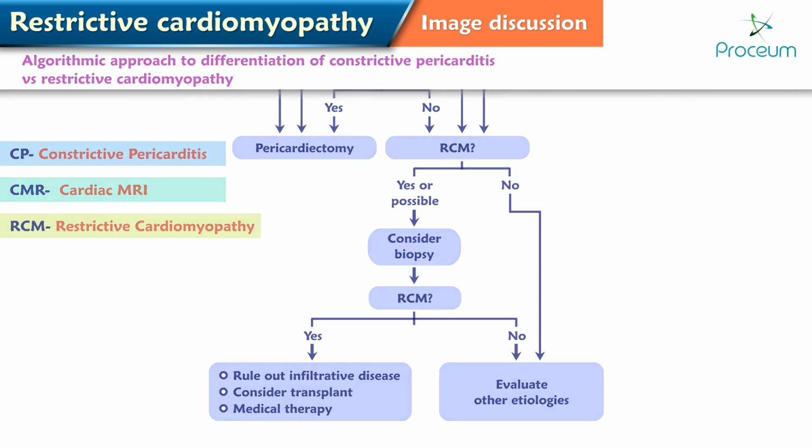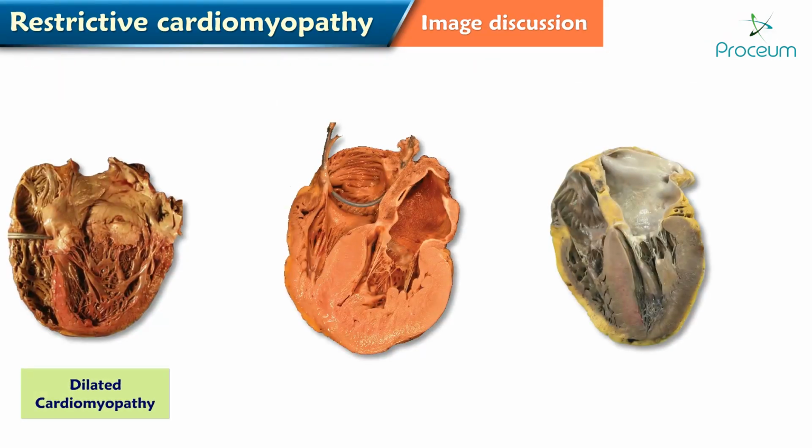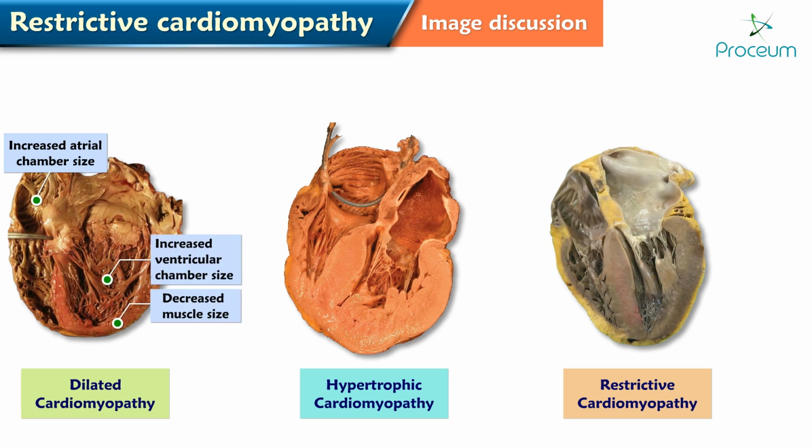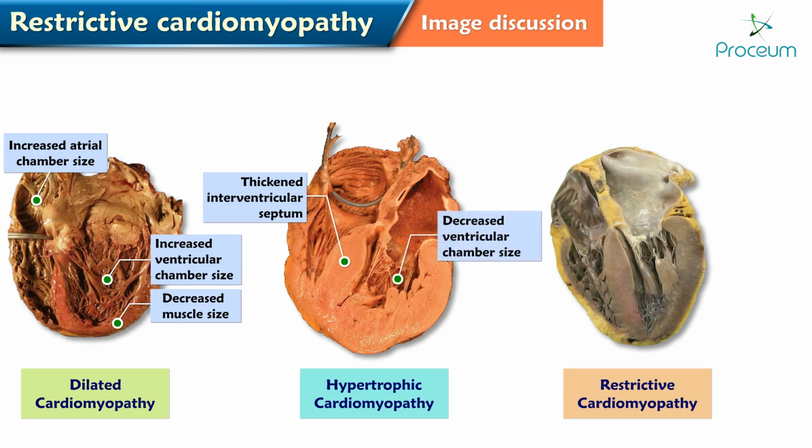medically. Here are some of the pictures of dilated cardiomyopathy, hypertrophic cardiomyopathy, and restrictive cardiomyopathy. Let's compare them to see the major differences. In dilated cardiomyopathy, there is increased atrial chamber size, increased ventricular chamber size, and decreased muscle size. While in patients with hypertrophic cardiomyopathy, there is thickened interventricular septum, decreased ventricular size, and there is also accompanying left ventricular hypertrophy. In restrictive type, there is left ventricular hypertrophy.